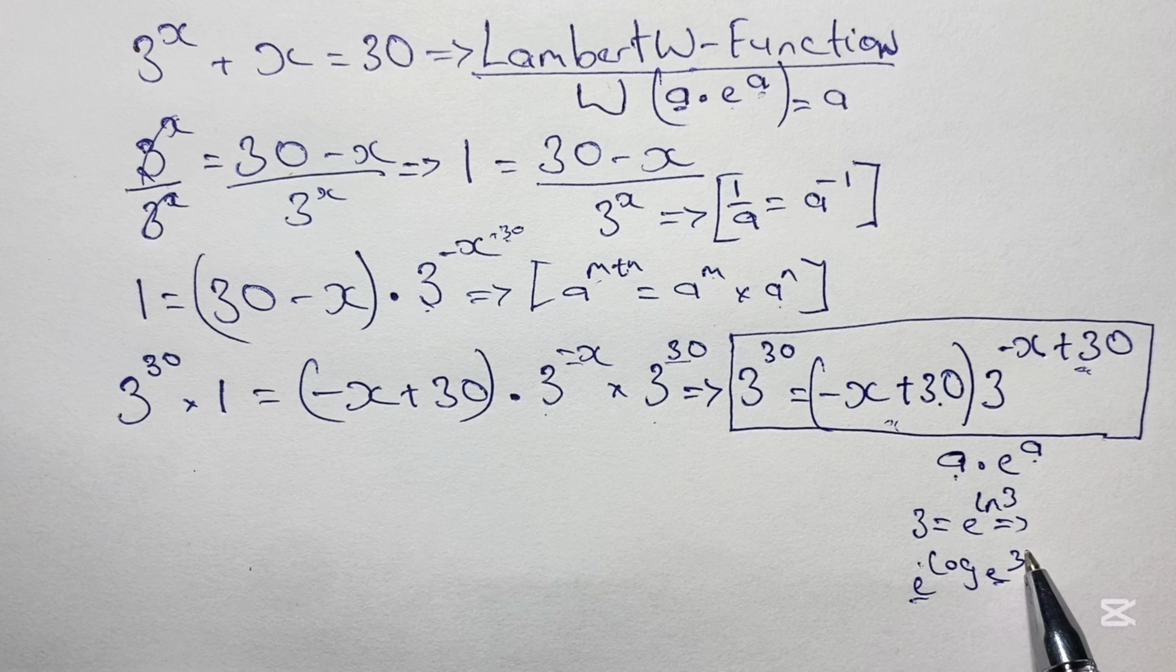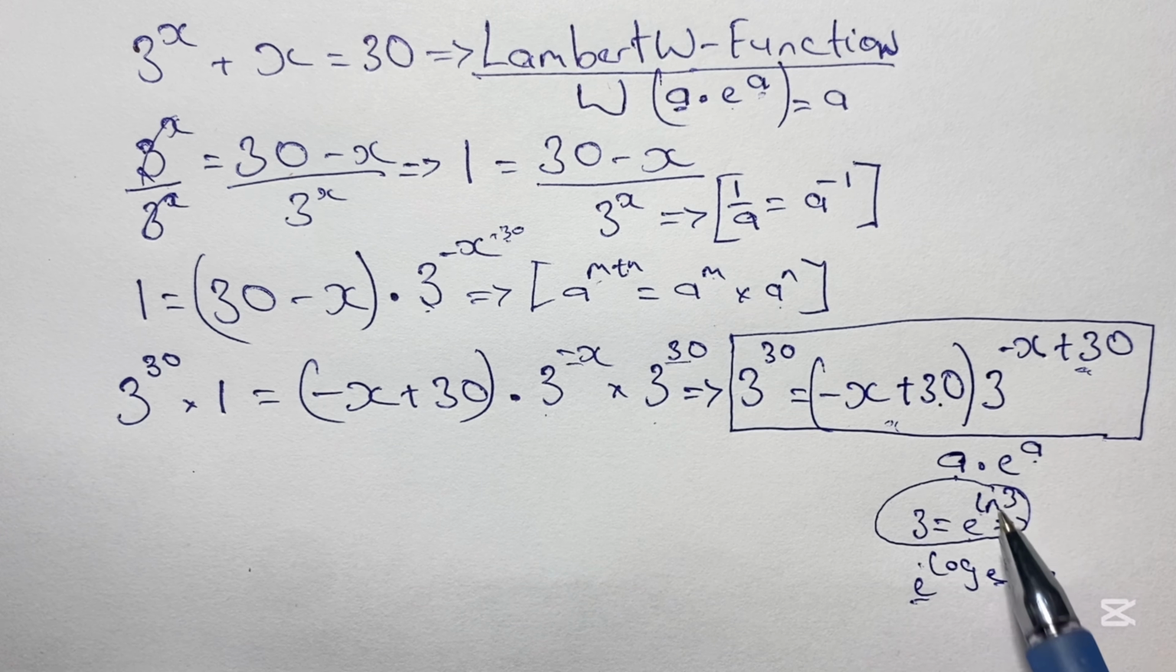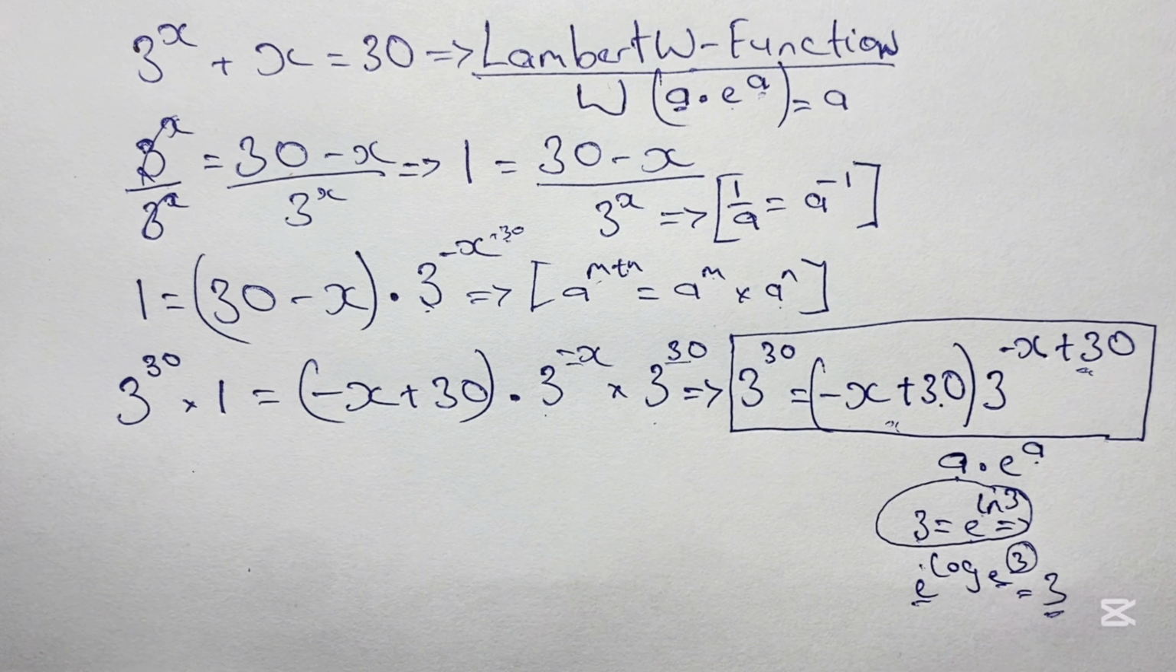So e to the power of ln of 3 can be rewritten as e to the power of log base e of 3, where we have the same base, e here and e here. This evaluates to 3. The ln is going to be cancelled out by the e, and what we're going to be left with is just the 3. So all that we're essentially doing here is just writing 3 in terms of e.